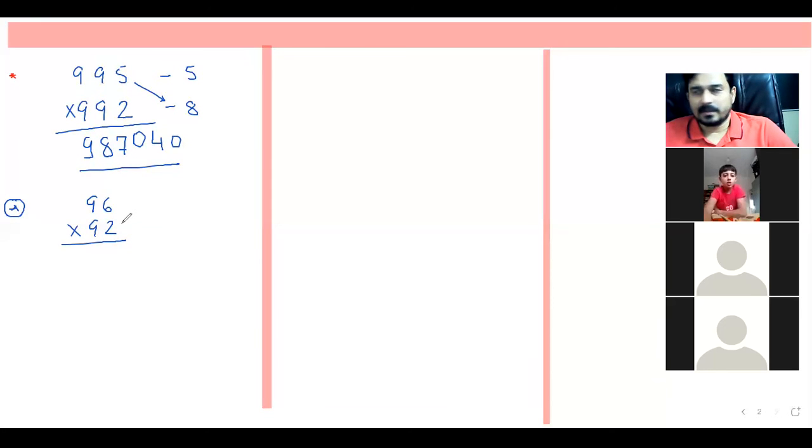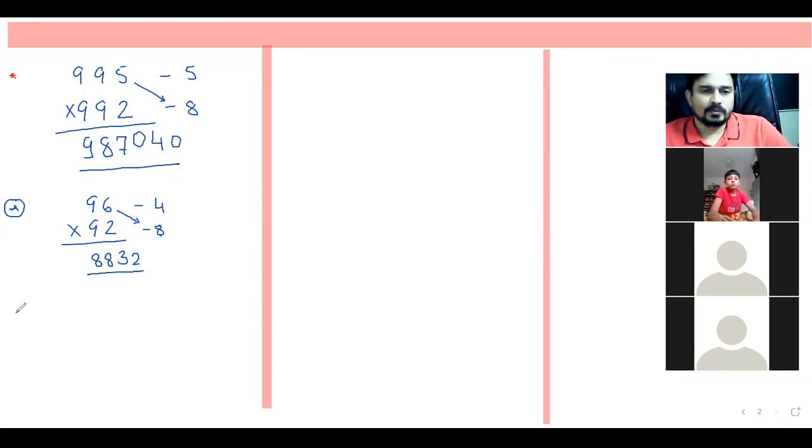Rishan's answer is correct. Ridhan, the answer is correct. Okay, so this is minus 4 and minus 8. 8 times 4 is 32 and 96 minus 8 is 88. So the answer is 8832.